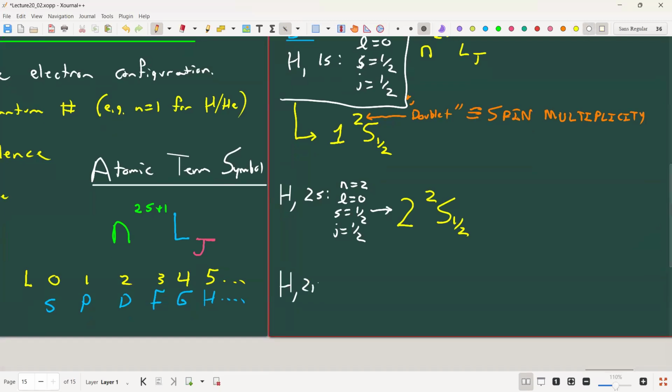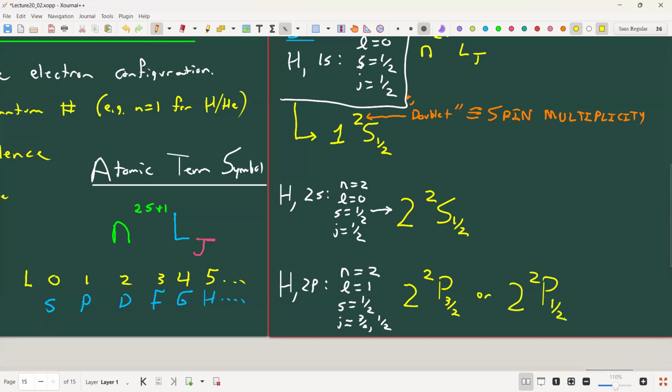Let's do the 2p's now. N equals 2, L equals 1, S equals 1/2. But remember now, J can be 2 different numbers. J can be the sum of L plus S, but it can also be the difference of L and S. There are now 2 terms, 2 different states. J can be 3/2 or 1/2, either one. So the 2p has 2 states. One is the 2p 3/2, or the 2p 1/2 state.